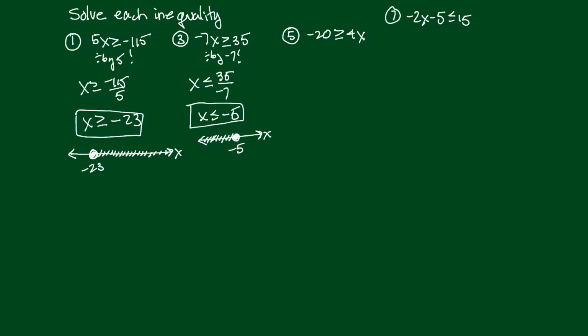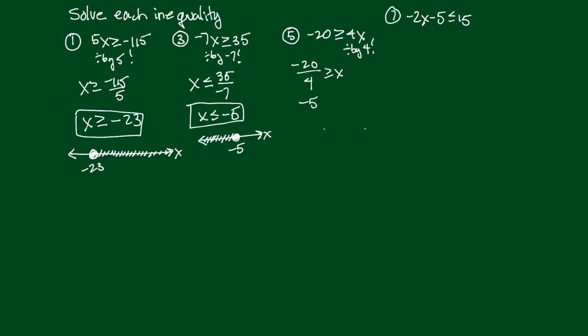Now, number 5, we want to solve for x. Now, notice we have to divide by 4, so I'm going to divide by 4, alert, because I'm dividing through an inequality, but I'm dividing by a positive number, so I don't have to change the direction of that inequality sign. So I'm going to get negative 20 over 4, greater than or equal to x.